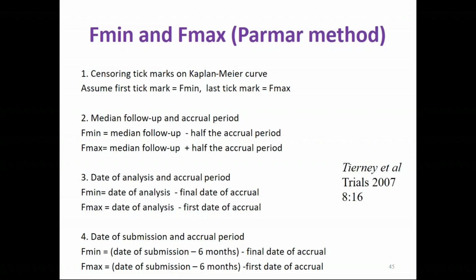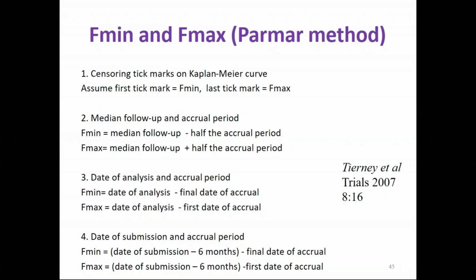The publication might present the median follow-up and accrual period, so we can calculate Fmin and Fmax using those expressions there. Or we might, for example, be provided with the date of final analysis or date of submission of the manuscript to the journal, and we can make some assumptions about these dates and use these expressions given in 3 and 4. And there's a lot more detail provided on this, and examples of this, in the Tierney et al. paper. There's a reference there for you.